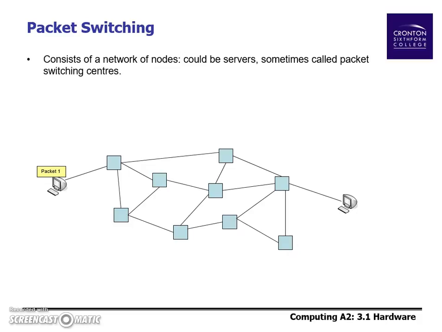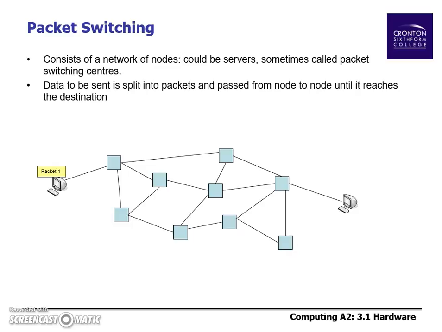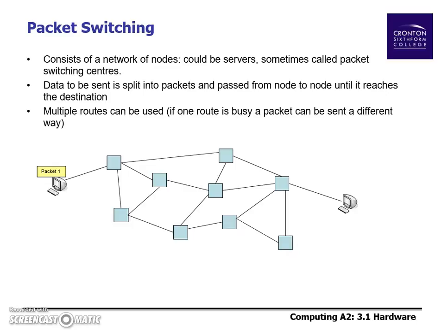So packet switching consists of a network of nodes. It could be servers, sometimes called packet switching centers. Data to be sent is split into packets and passed from node to node until it reaches its destination. Multiple routes can be used. If one route is busy, then it can be sent a different way.